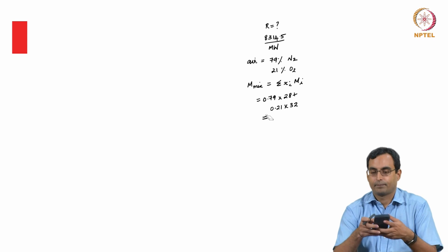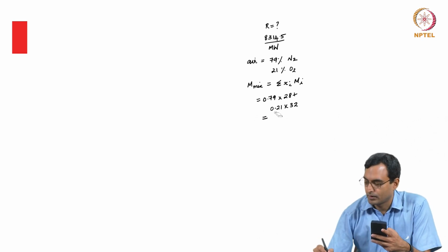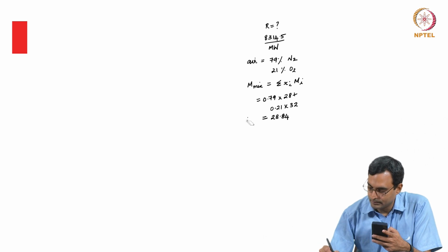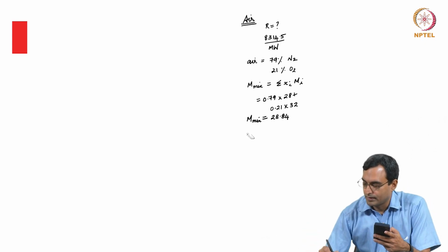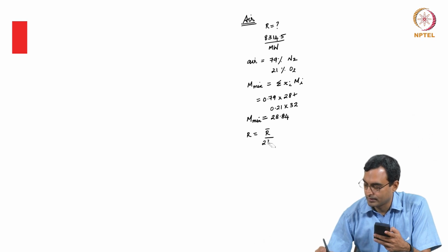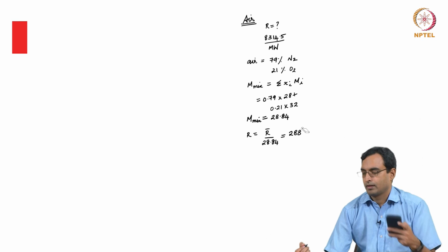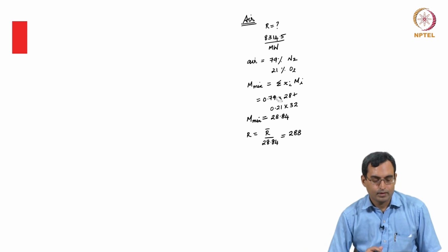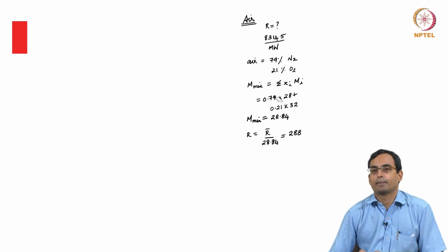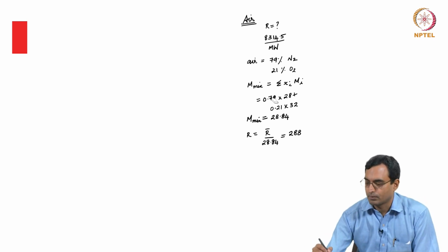So if we do this, we get 0.79 into 28 plus 0.21 into 32, which gives us a molecular weight of 28.84. So which gives us a gas constant R of R bar divided by this, which is about 288. So we often take the value of R as either 287 or 288 depending on how many digits and what exactly the composition is. So in reality we know there is nitrogen, there is oxygen, there is also small amounts of carbon dioxide and water vapor and carbon monoxide and a lot of other argon and other gases, but we can approximate it as being like this.